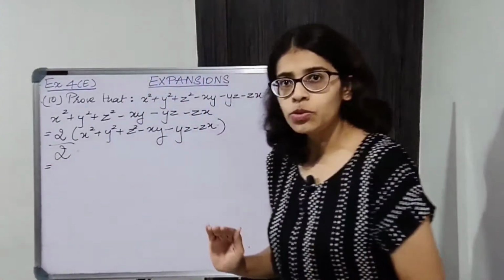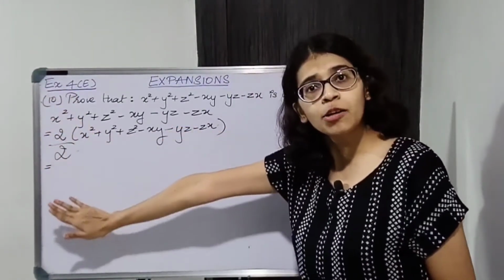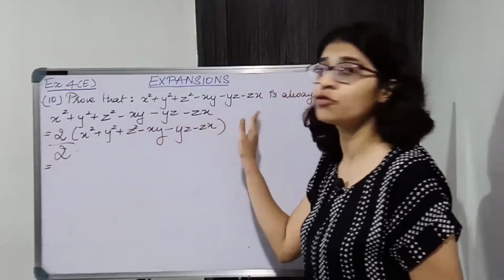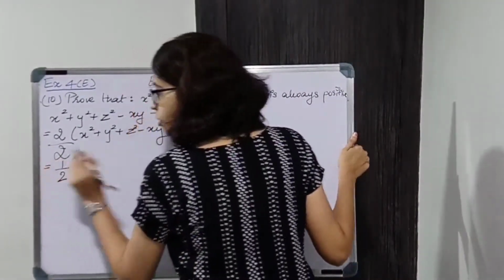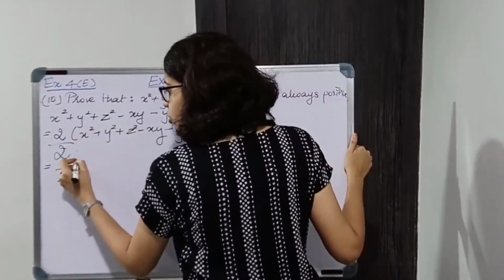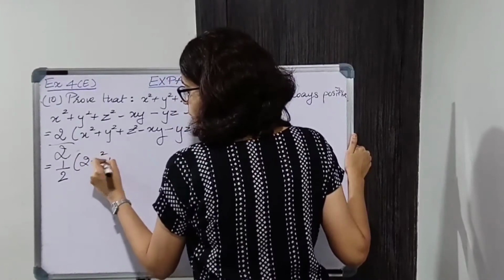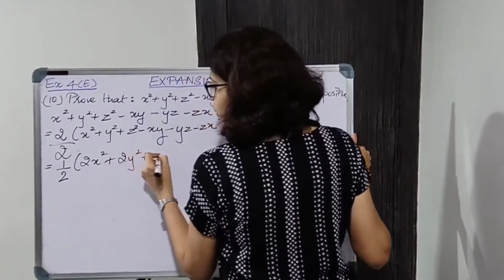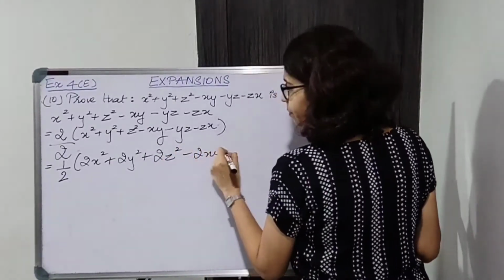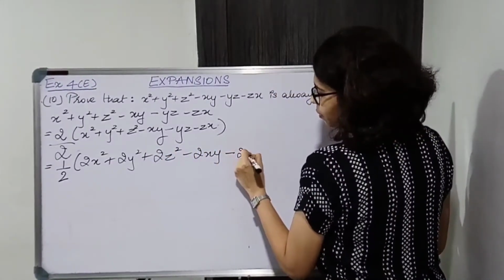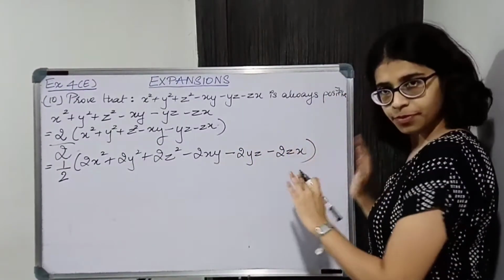Now what I'll do is shift the 2 inside. The denominator's 2 let it remain outside, and the numerator's 2 shift it inside. So 1 upon 2, this 2 will remain outside, shifting the 2 inside. So 2 into x square, 2x square, 2 into y square, 2y square, 2 into z square, 2z square, minus 2xy minus 2yz minus 2zx.